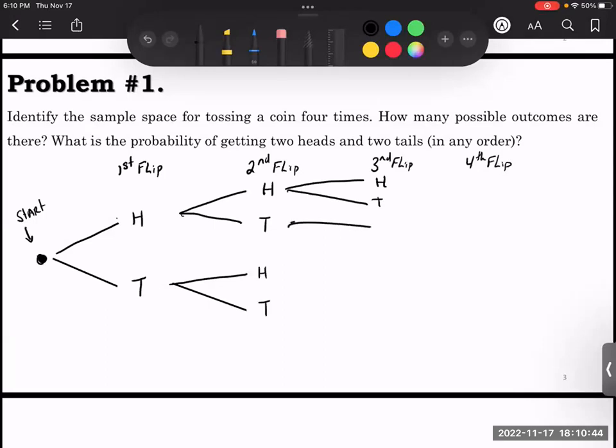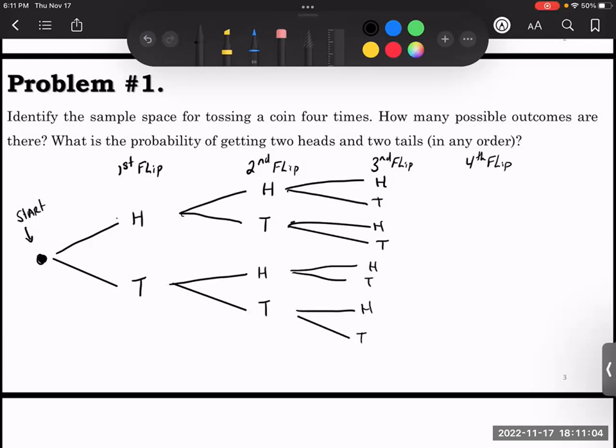So start with tails, you get heads. If you have tails, then you get back another tail. Okay. And we got to do this again on the bottom. So it's heads, heads, heads, tails, tail, head, tail, tails.